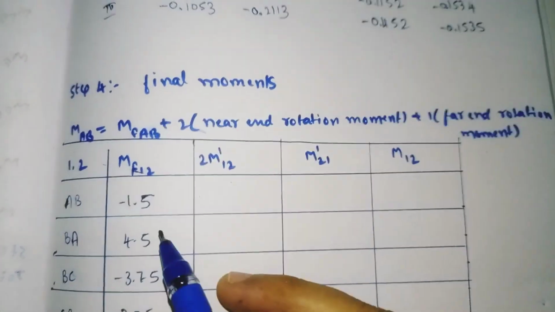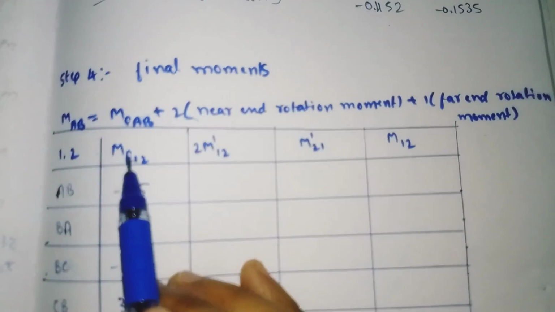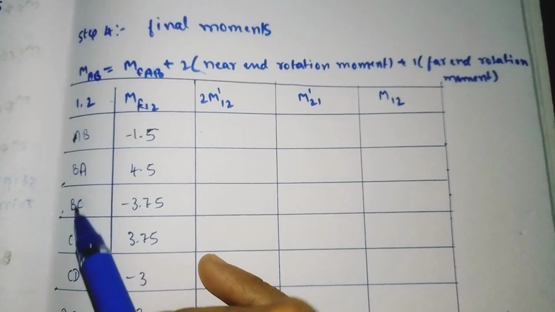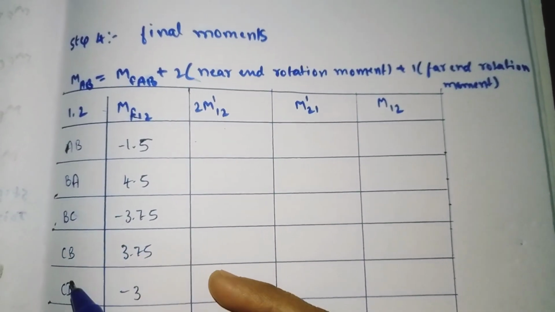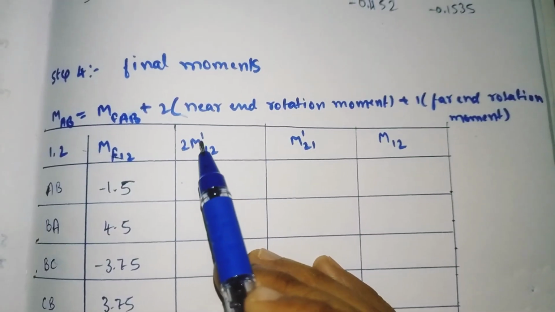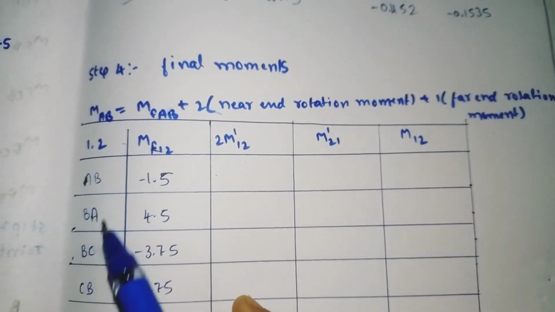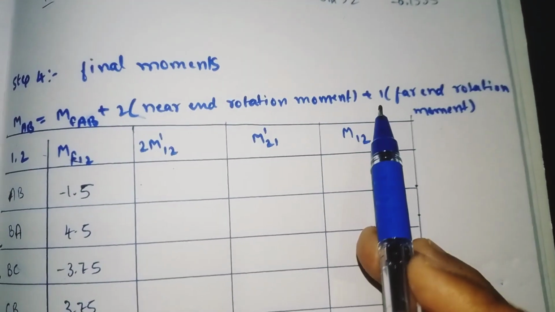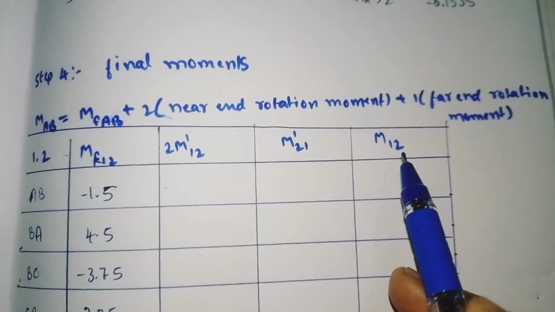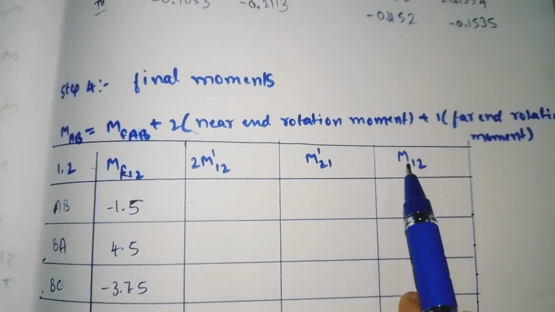I have separately written this formula here. MFAB means I have written MF12. MF12 means we need to take the value for the corresponding member, and 2 into near end rotation moment means 2 into M dash 12. Our rotation moment is denoted as M dash. 12 means we need to take the corresponding member's value, and plus 1 into far end rotation moment is nothing but M dash 21. We need to add these three to get the final moment, M12.